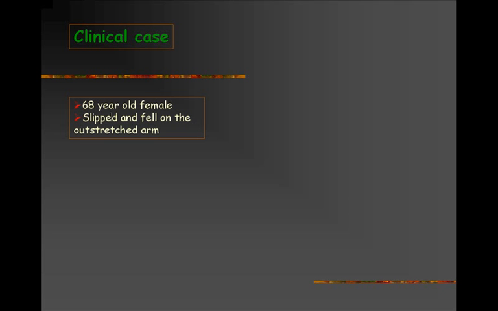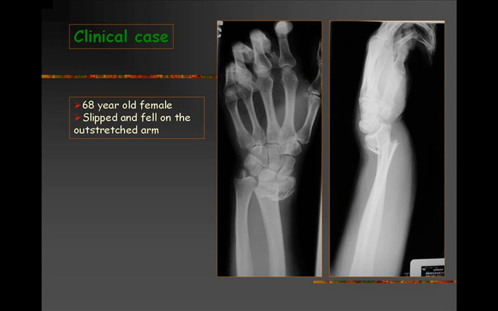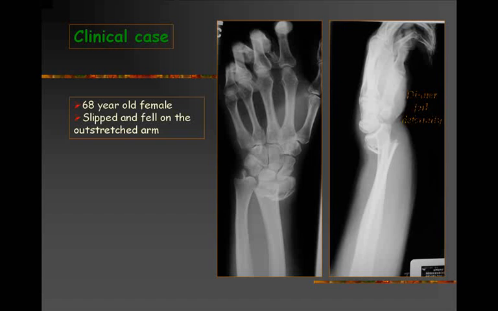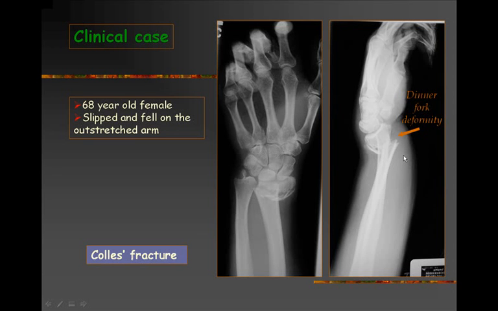Our next clinical case is of a 68-year-old female who slipped and fell on the outstretched arm. Her X-ray is shown here, and she has sustained an injury to the distal radius or the wrist region. The deformity that occurs at the distal end of the radius is typically called a dinner fork deformity, and this is a common fracture called Colles fracture.